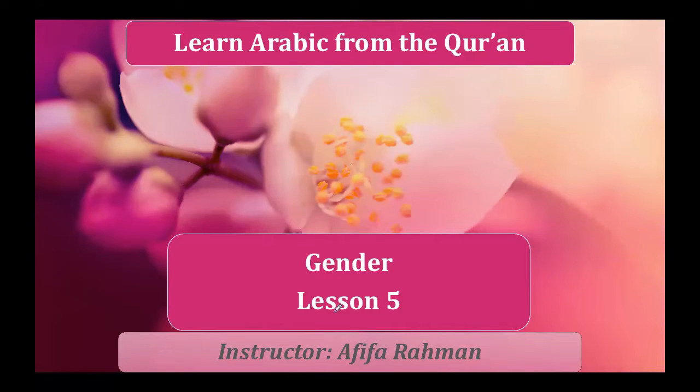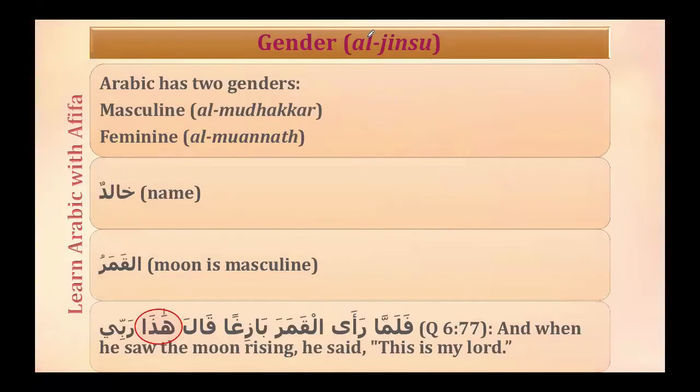Today we will start with lesson 5, gender. Bismillahir Rahmanir Rahim. So Arabic has two genders, masculine and feminine. So the name Khalid is masculine.